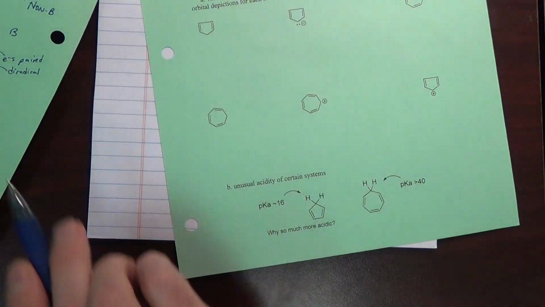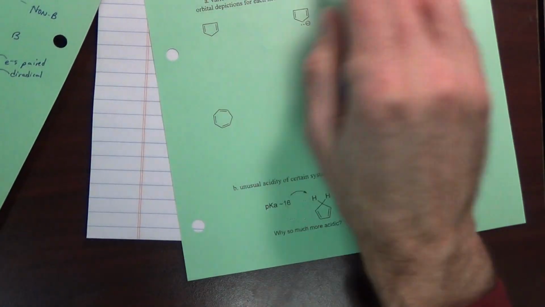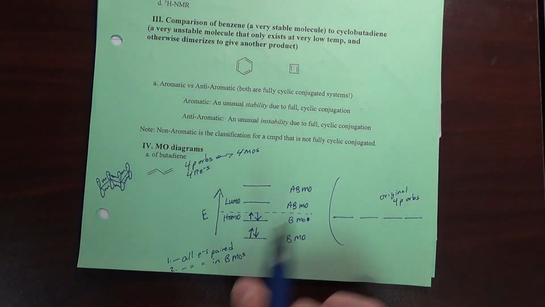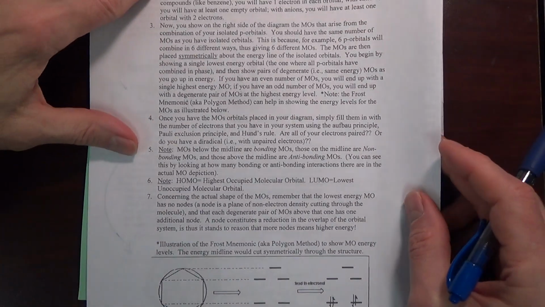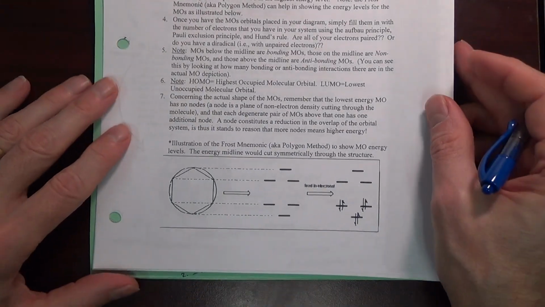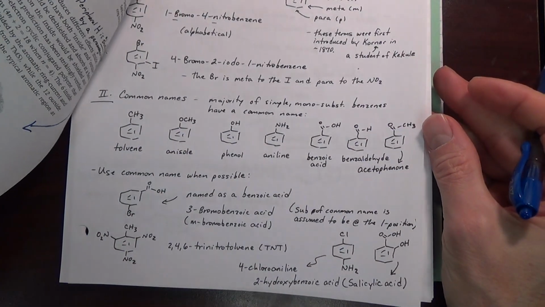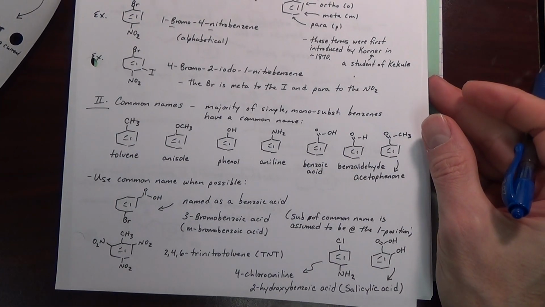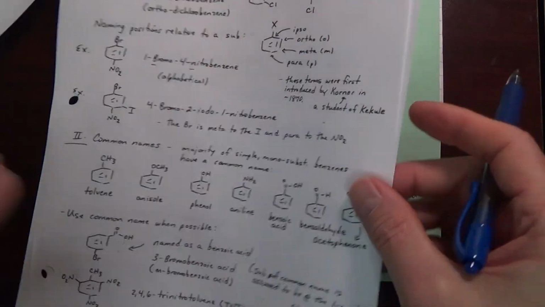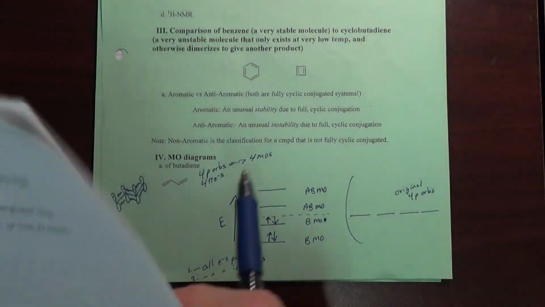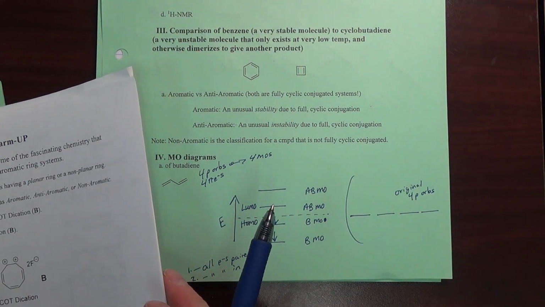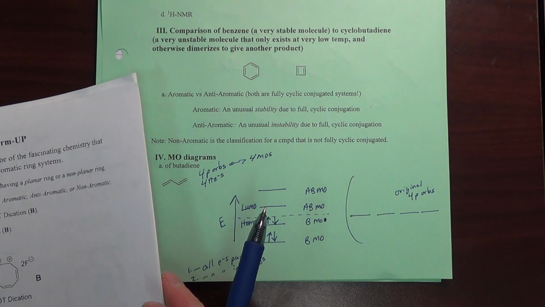Okay, guys, so please be thinking about these four molecules and then looking ahead. You also have reading in your textbook. You also have the key to drawing MO diagrams here. I think we'll end that here, and we'll finish up aromaticity hopefully in our next video.